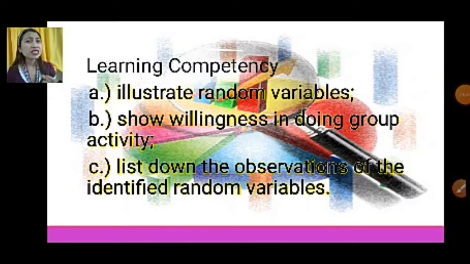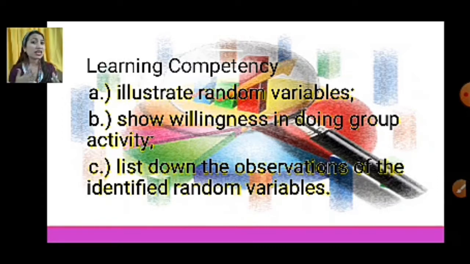First, our learning competency for this topic: we have 3 learning competencies. The first one is illustrate random variables. So I mentioned about variable a while ago. Number 2, or letter B, is show willingness in doing group activities.